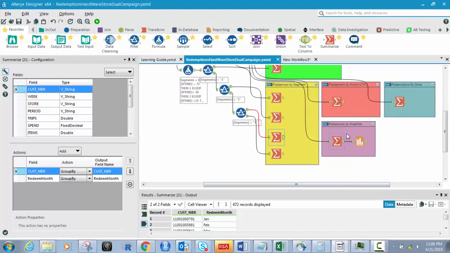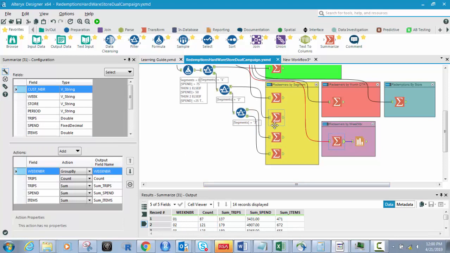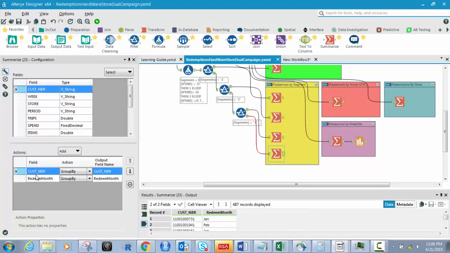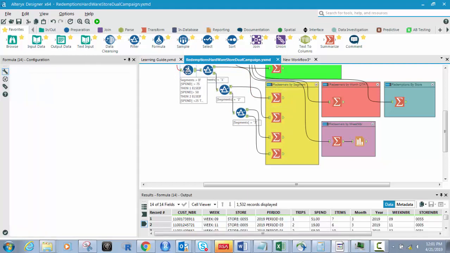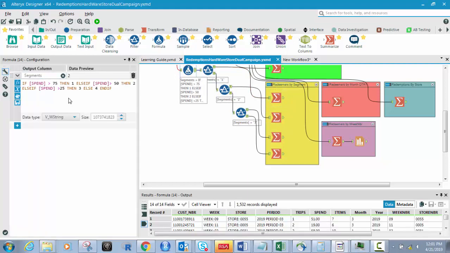Next to this, we have redeemers by week number. So you click on this, and again, each of these is just customer number and redeem month. That's what I did, 2 group buys. See that? Group buy, group buy, group buy. Okay, so it's very simple to do those, and those are the filters before that. True, false, what segment are they in, and right prior to that, we put this formula in here to split them up. That field, spend in this case, could have been transaction, could be items, whatever we want, but in this case we use spend. If it's greater than 75, 1, greater than 50, 2, greater than 25, 3, else 4.